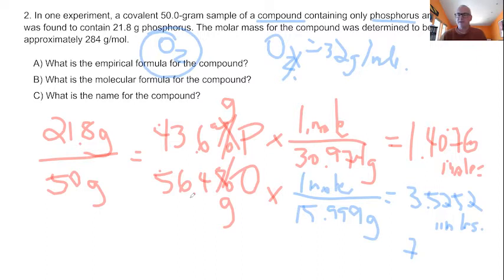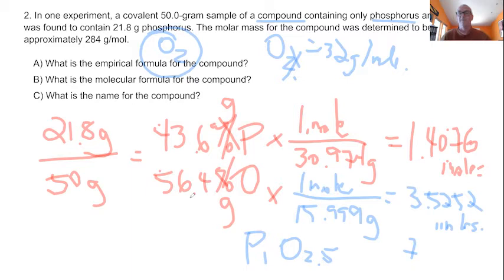So if we divide both sides by 1.4076, what numbers do we get? 1 and 2.5. Okay, so we have P 1, O 2.5. Well, that 2.5 is not going to fly, right? So what's a whole number ratio between phosphorus and oxygen?